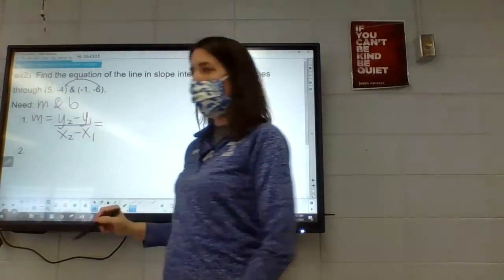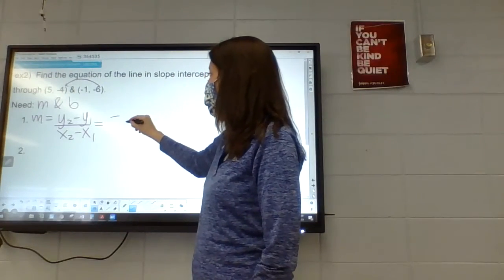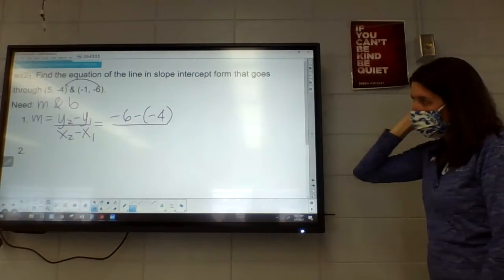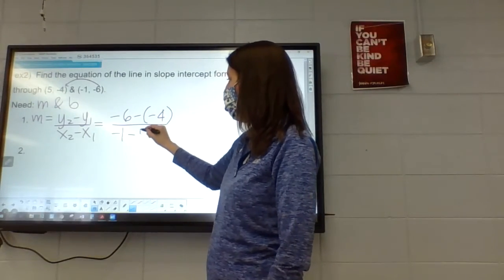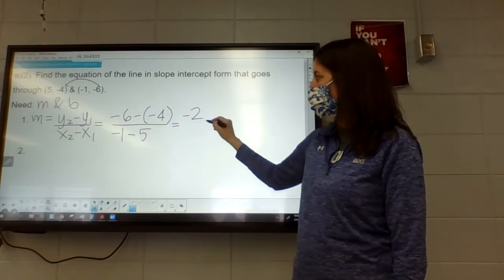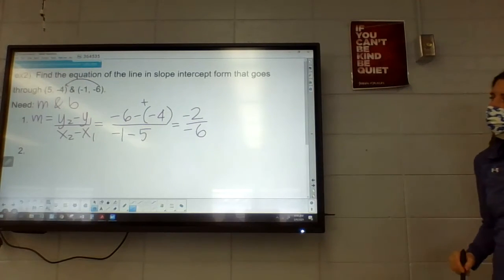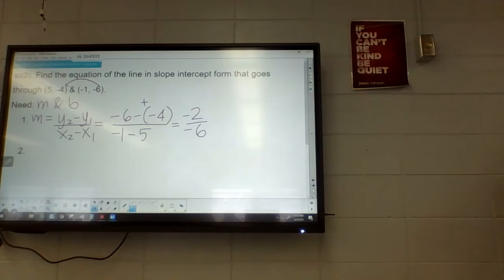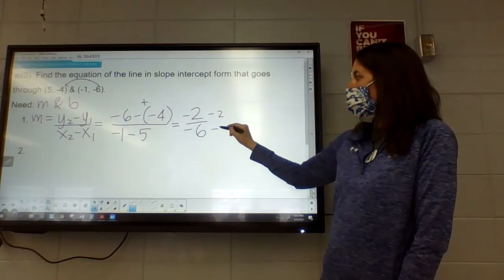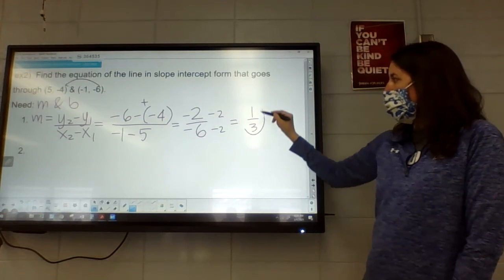But careful here, as I do my subtraction, lots of negatives and positives and issues can come up. So negative 6 minus a negative 4, and then we get negative 1 minus 5. So we get a negative 2 because this becomes plus 4, and then this is a negative 6. Two negatives, what happens? Positive. And then 2 over 6 becomes 1 third. A positive 1 third. Right? So that's our m.